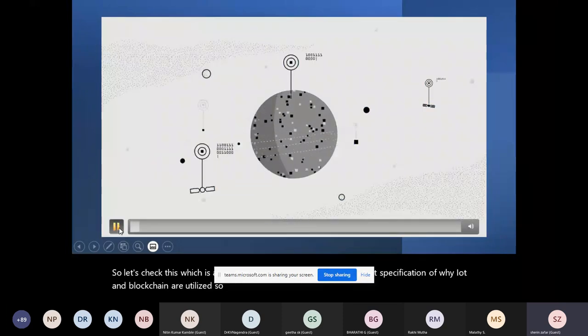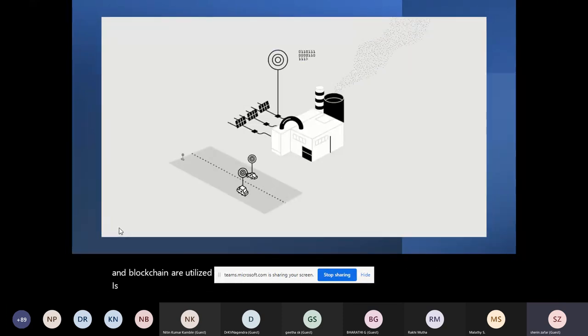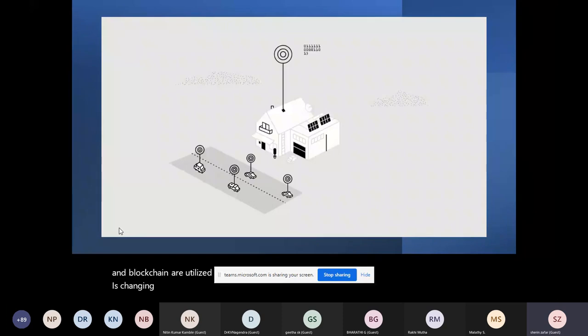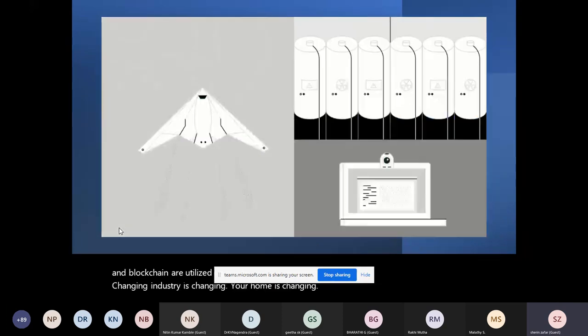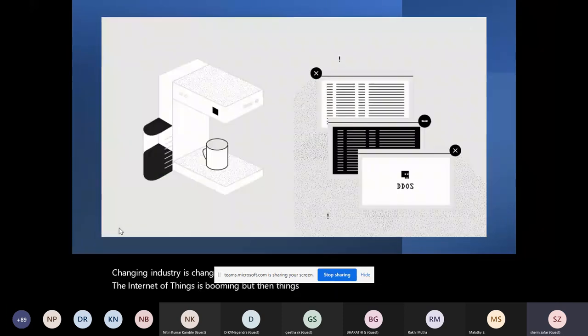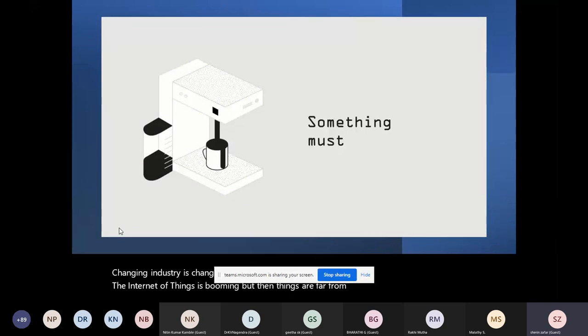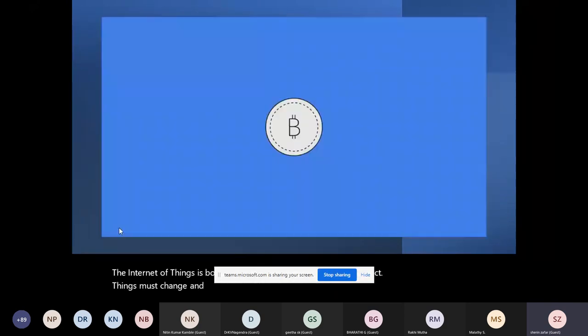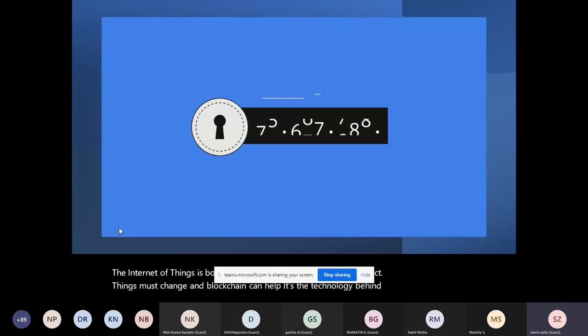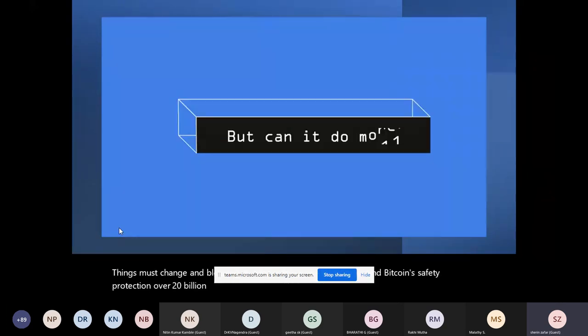The internet is changing, industry is changing, your home is changing. The internet of things is booming, but the things are far from perfect. Something must change, and blockchain can help. It's the technology behind Bitcoins, safely protecting over $20 billion floating on the internet. But can it do more?